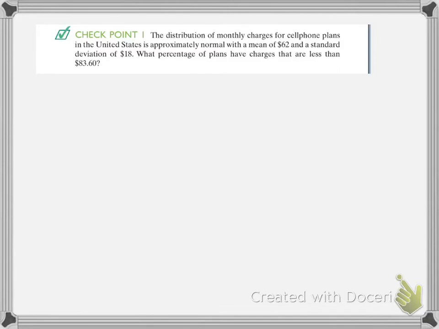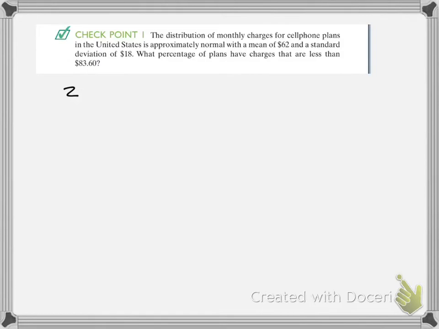The distribution of monthly charges for cell phone plans in the United States is approximately normal with a mean of 62 and a standard deviation of 18. What percentage of plans have charges that are less than 83.60? First, we need to find the z-score, and then once we have the z-score, we can use this table. So let's find the z-score.